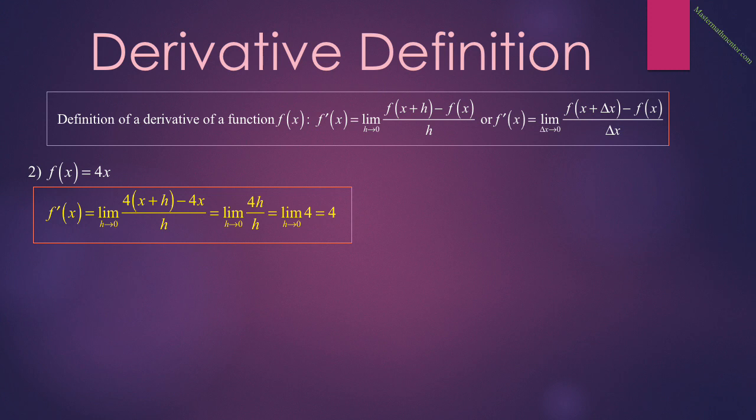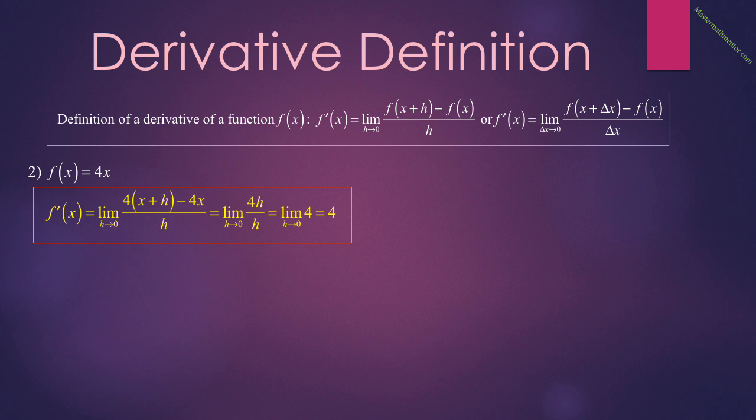So in problem 2, we're told that f of x is equal to 4x, and therefore f prime of x equals the limit as h approaches 0 of 4 times the quantity x plus h minus 4x over h. The 4x's cancel. We have the limit as h approaches 0 of 4h over h, which is the limit as h approaches 0 of 4. And since there's no h to plug in, we get the limit is 4.